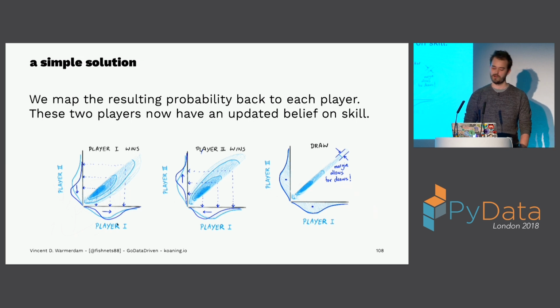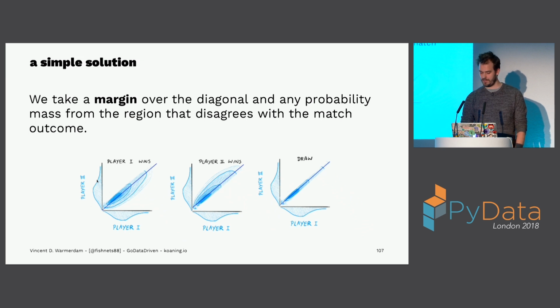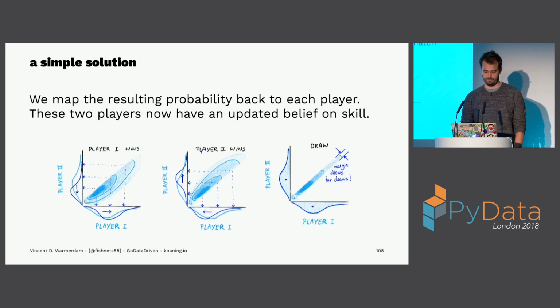translates this back into marginals for every single player. But one thing that's kind of nice to note is I typically also have a margin around the diagonal, which also means that I can support draw games. If 2 players are equal, that also means that their likelihood should be equal.